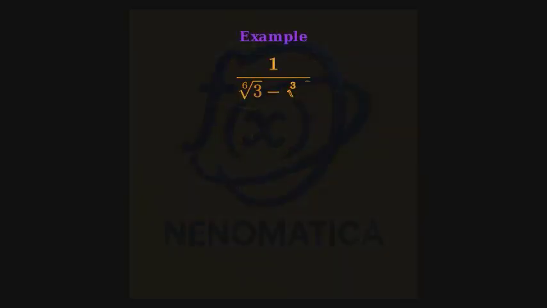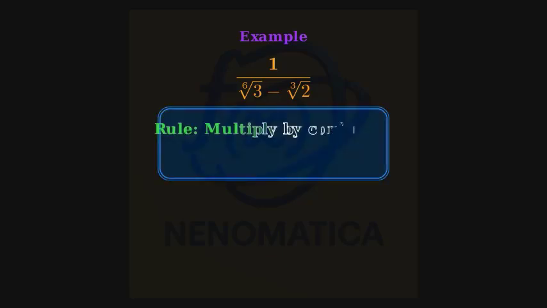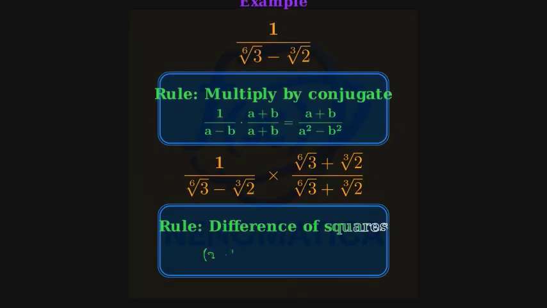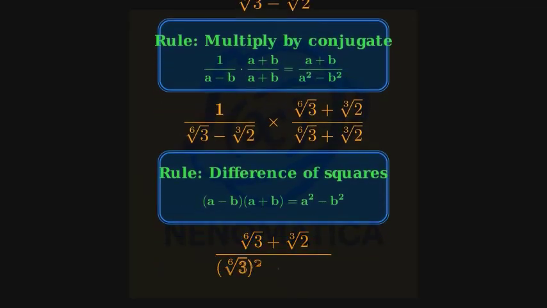Example. We will rationalize a denominator that mixes a sixth root and a cube root. Follow each algebra rule exactly in the given order. Step 1. Multiply by the conjugate of the denominator to create a difference of squares. We multiply top and bottom by the sum, sixth root of 3 plus cube root of 2. Step 2. Use the difference of squares in the denominator. The denominator becomes parenthesis, sixth root of 3 squared, minus cube root of 2 squared.